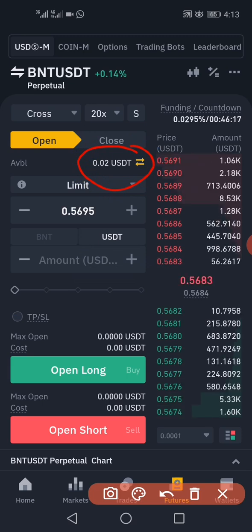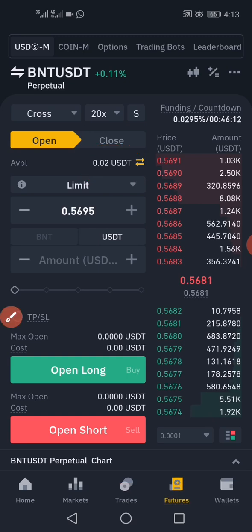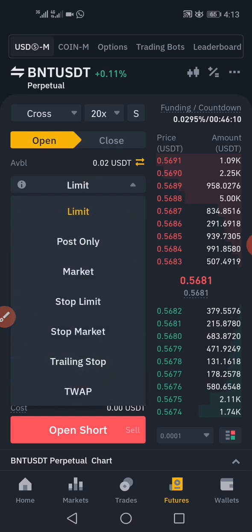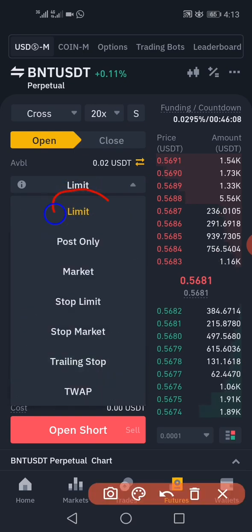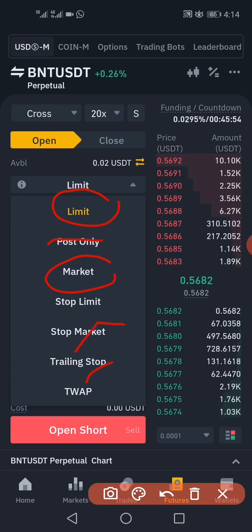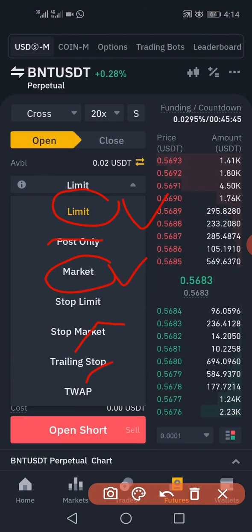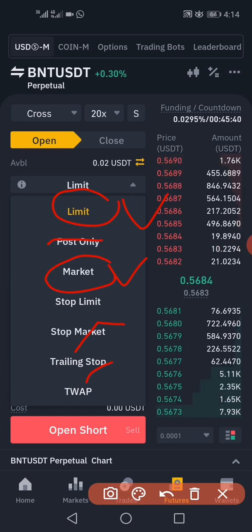Okay, so that's it. After that, the next thing we see is limit. Limit means you want to buy at a price that is convenient for you. Then we have another one that is market. We are not going to talk about all these other ones. We are only concerned about market and limit. Now limit is you are buying at a price convenient for you. The market is you are buying at a price that the market is currently trading on.